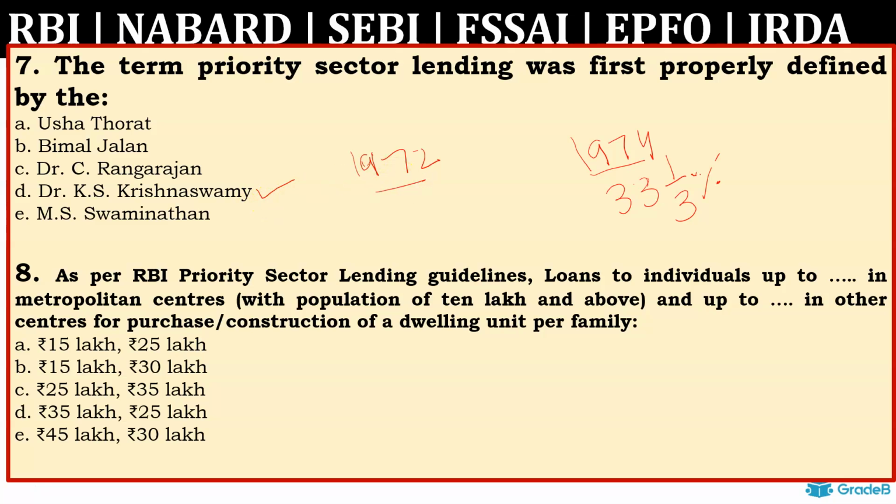Next question: as per priority sector lending guidelines, loans to individuals up to rupees dash in metropolitan centers and up to dash in other centers for purchase or construction of a dwelling unit per family. These are the 5 options. If you have studied and you know the answer, then the right answer is 35 lakh and 25 lakh. There is also a limit on the cost of the house, which is given in the circular.